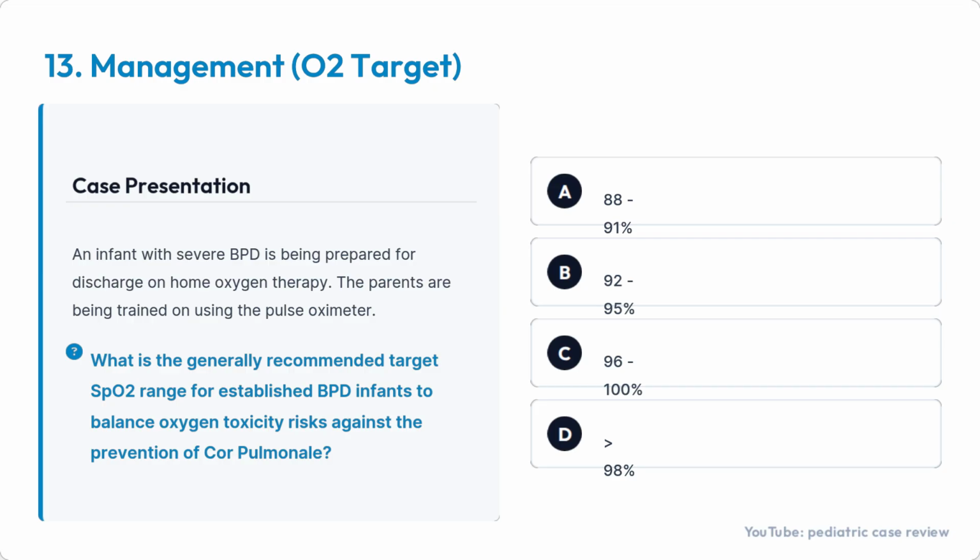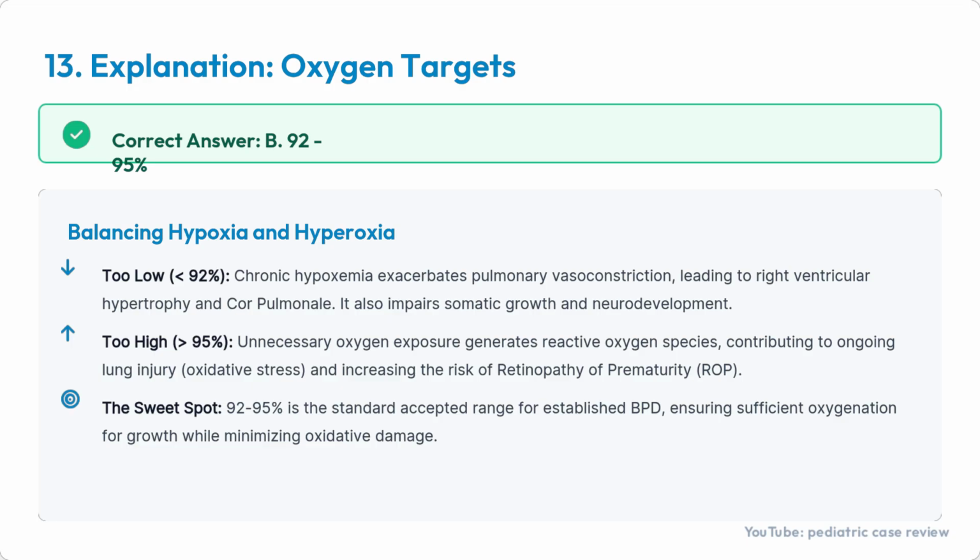Option A, 88 to 91%. Option B, 92 to 95%. Option C, 96 to 100%. Option D, greater than 98%. The correct answer is option B, 92 to 95%.